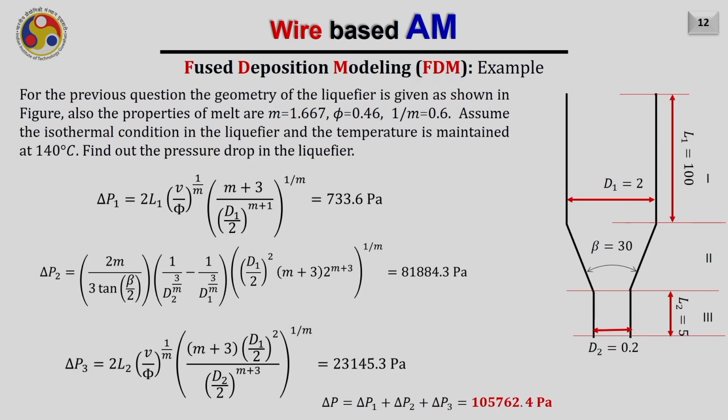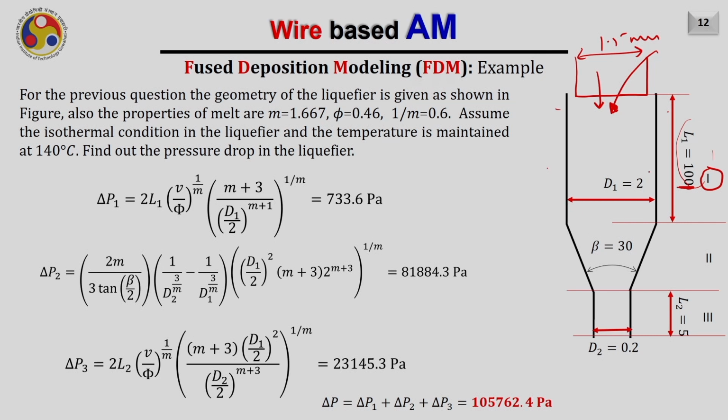Now, in the previous question, further it is asked that the geometry of the liquefier is given here. This is the geometry of the liquefier, where the nozzle diameter opens towards the wire which is coming into it, and the diameter of the wire we already know is 1.5 mm. The nozzle diameter is 2 mm, and then the length of the liquefier where the heating coils are given, that is corresponding to zone 1, is 100 mm.